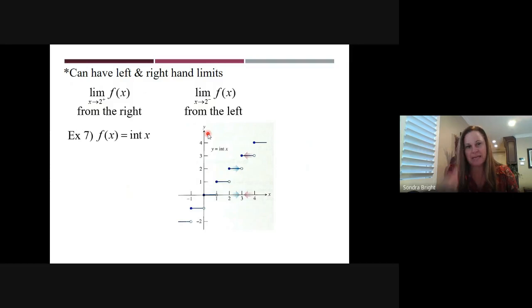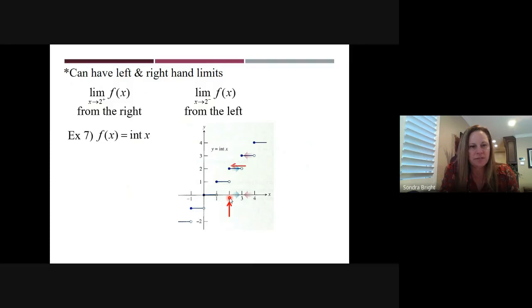So now let's look at this function. This is the greatest integer function. Your book uses the notation int x for greatest integer. You've seen it in the past as a bracket with an extra little line inside, right? That was the greatest integer function, and it's this step function, if you remember from pre-calc or algebra 2. Anyway, we're going to look at the limit as x approaches 2.